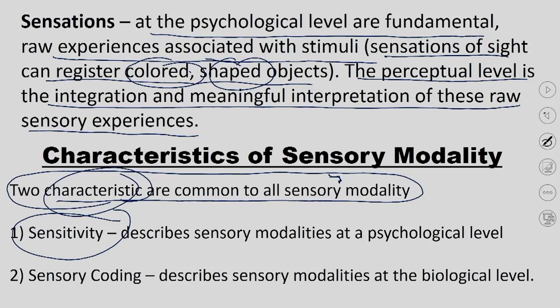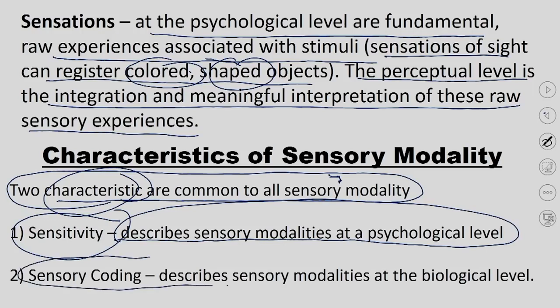So, what is sensitivity then? Sensitivity describes the sensory modality at the psychological level. It says how much quality of information the sensory system can embed. If a sensory system is there, what quality of information is it collecting? That is sensitivity. And then there is sensory coding, which describes the sensory modalities at the biological level.